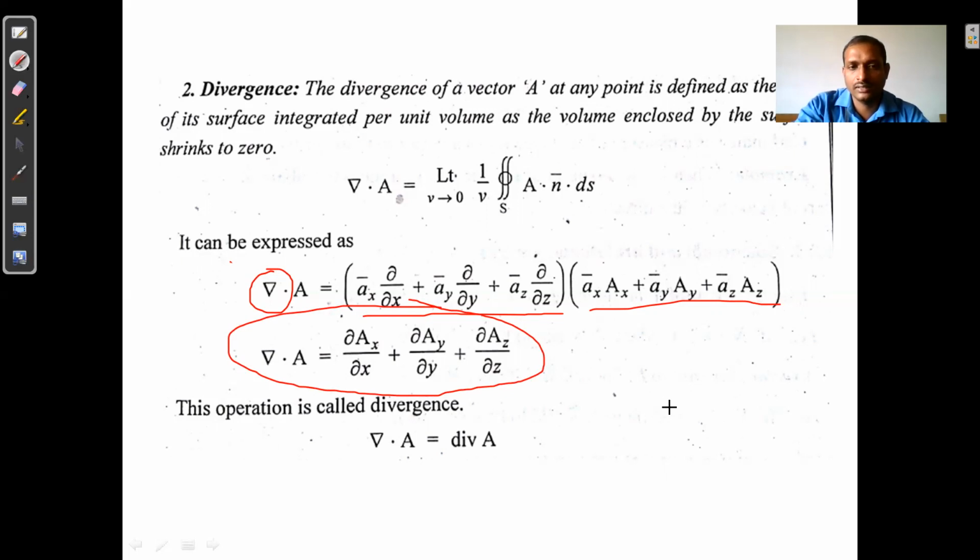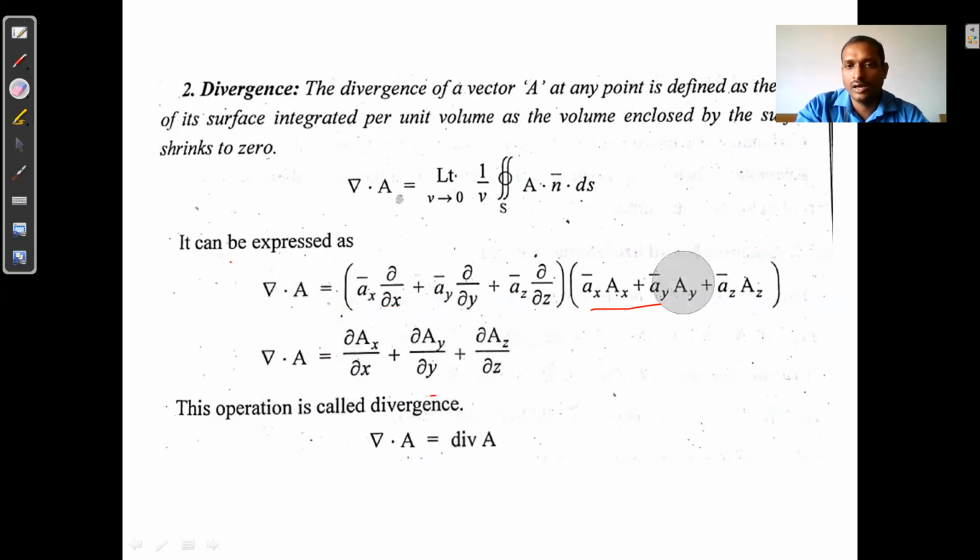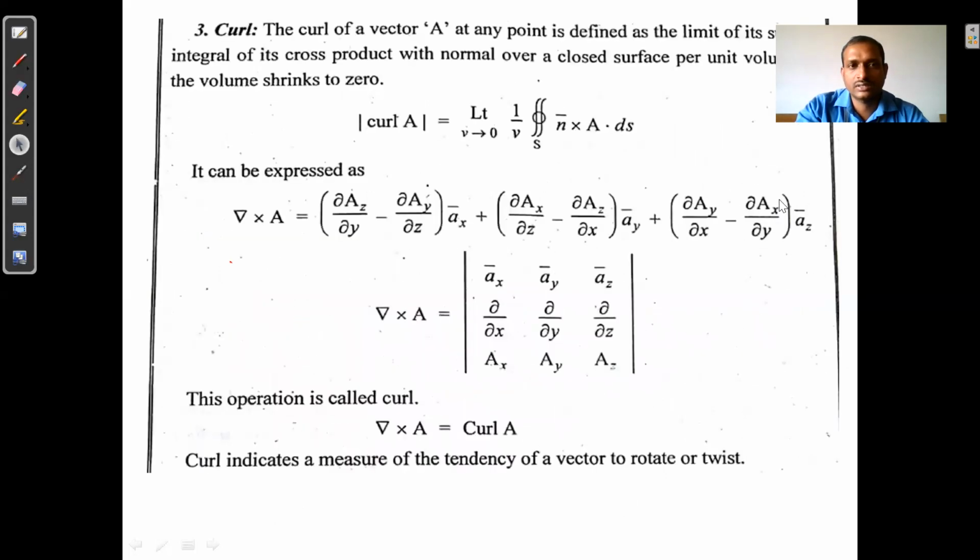So this is called the operation divergence. This is called div A. So del dot A is called div A. So ax, ay, az is called the coefficient of the particular vector. So next one is curl of a vector.